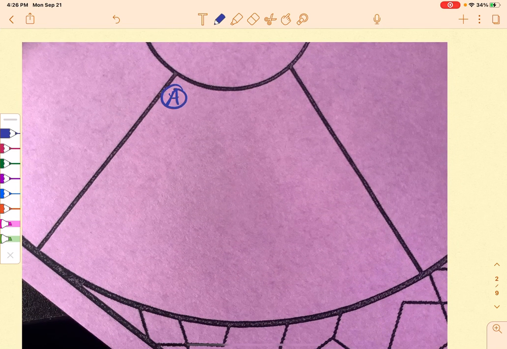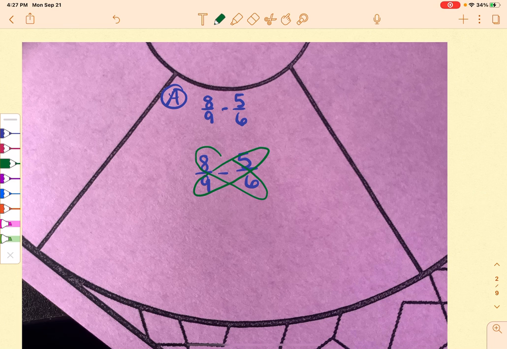So for the first one, 8 over 9 minus 5 over 6. So remember, if we're going to use the butterfly method, I'm going to move this down a little bit just so I have room to actually make the butterfly part. And I'm going to go ahead and get that butterfly shape set up. And then remember, to do the butterfly method, we have to multiply these kind of wing parts. So we have 6 times 8, which is 48. This other direction, we have 9 times 5, which is 45.